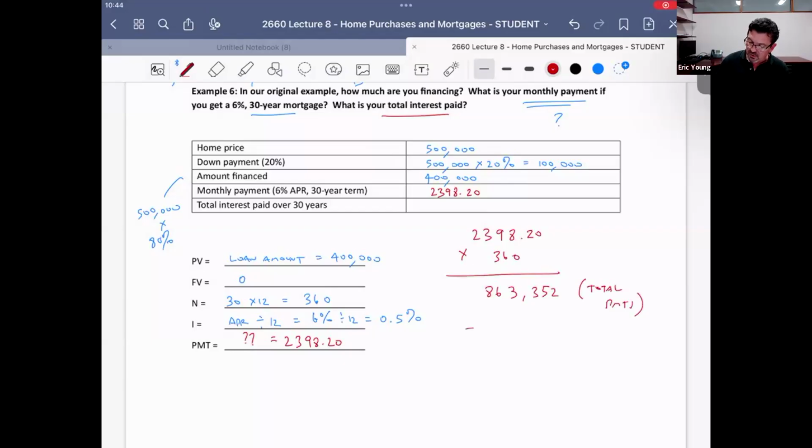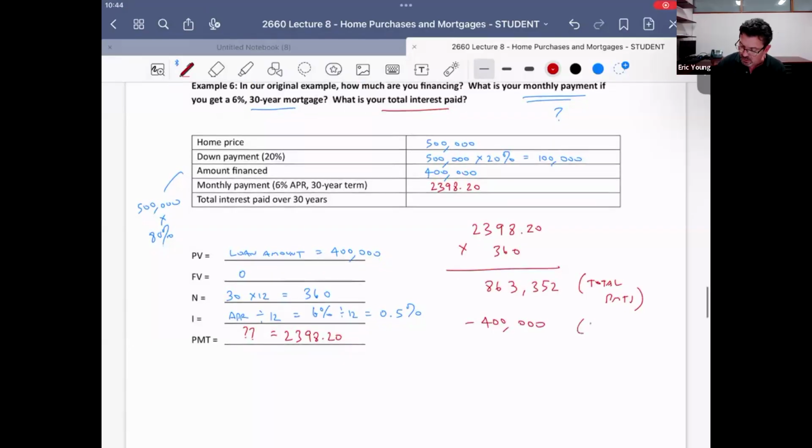Well, if those total payments were on a loan of 400,000, you subtract the amount of the actual loan itself, the loan principal, and the difference, 463,352. That, my amigos, is the interest that you're going to pay.